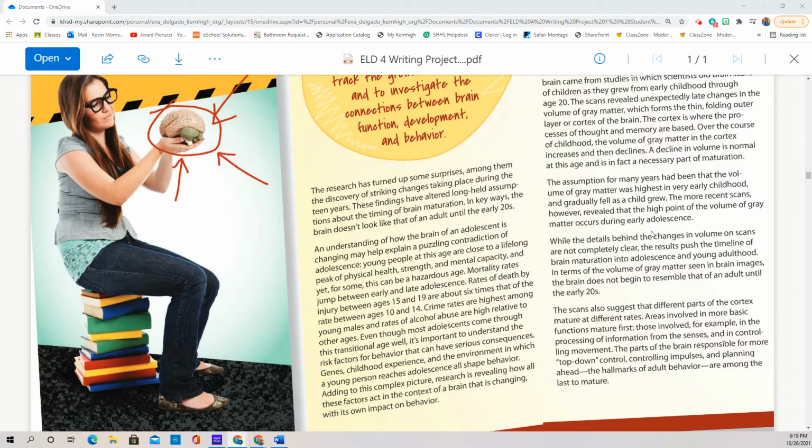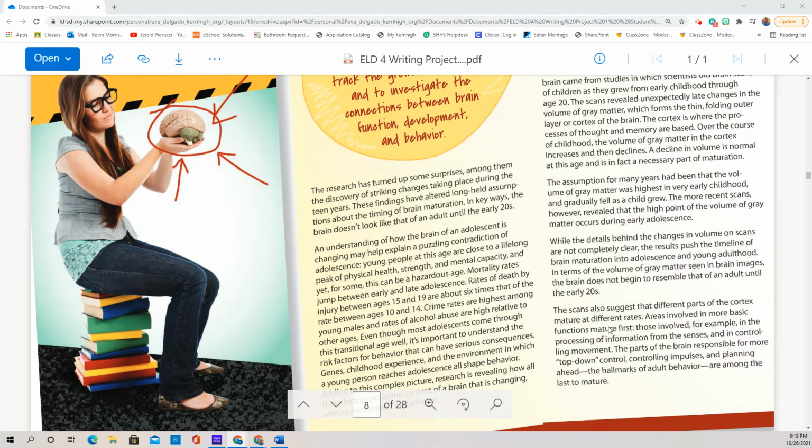While the details behind the changes in volume on scans are not completely clear, the results push the timeline of brain maturation into adolescence and young adulthood. In terms of the volume of gray matter seen in brain images, the brain does not begin to resemble that of an adult until the early 20s.